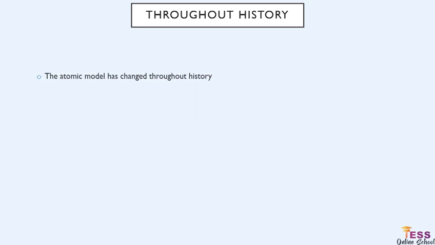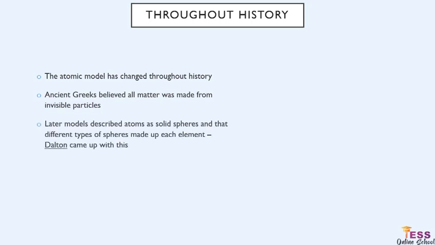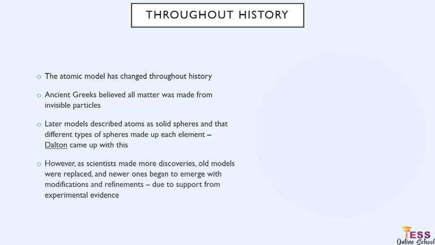The ancient Greeks believed all matter was made from invisible particles that were not yet classified, but later models described atoms as solid spheres, like the diagram, and that different types of spheres made up each element. The latter part has been found to be correct. However, as scientists made more discoveries, old models were replaced and newer ones began to emerge with modifications and refinements due to support from experimental evidence.